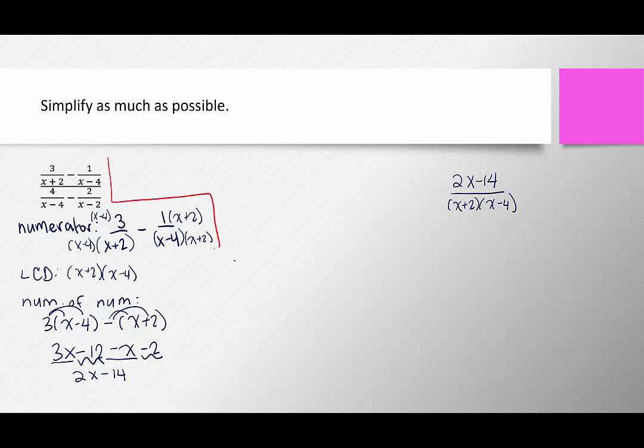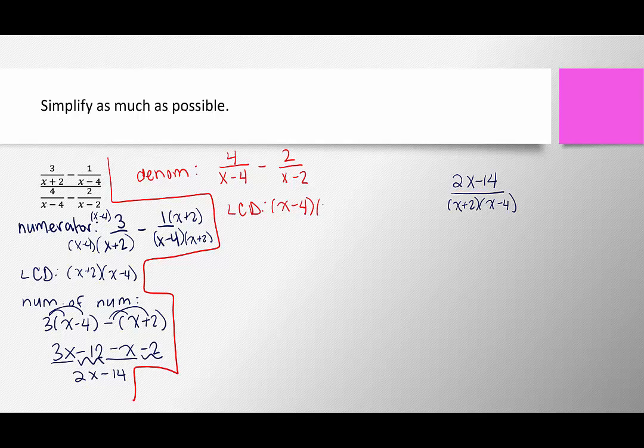We're going to change the color up just so that it really stands out, because I think sometimes it gets a little overwhelming, especially when there's this much on the screen. Okay, so looking at the denominator now, we have 4 over x minus 4 minus 2 over x minus 2. The first thing we want to do is look for the least common denominator. The least common denominator, again, will be the product of the two denominators, x minus 4 times x minus 2.